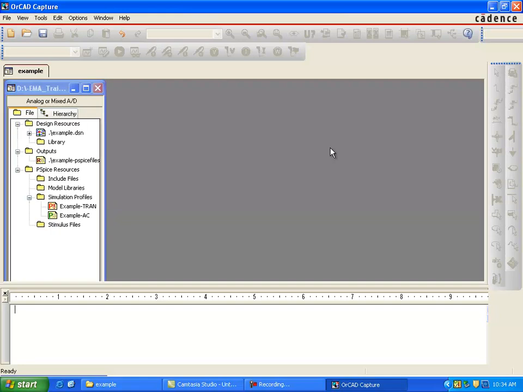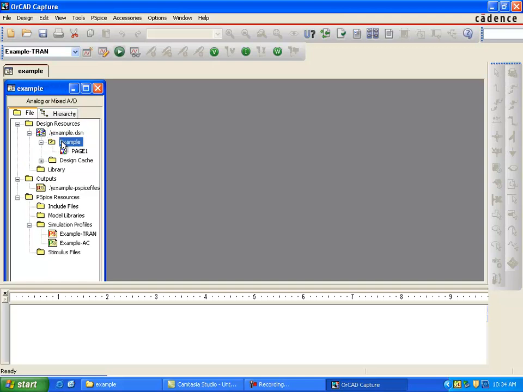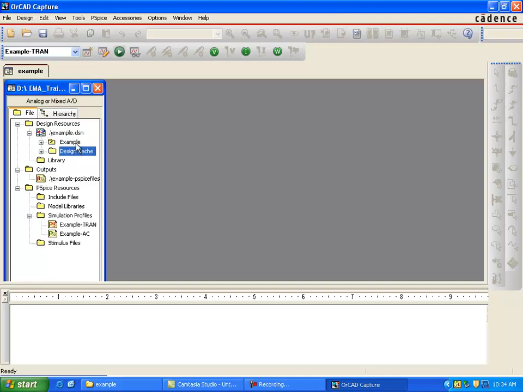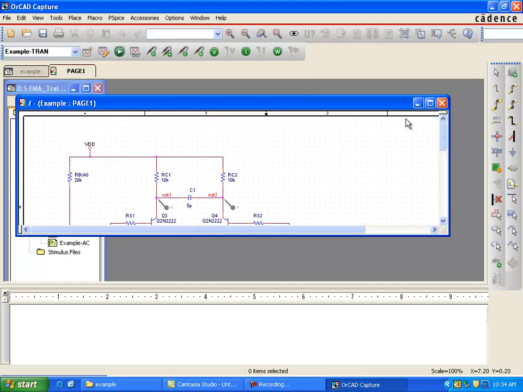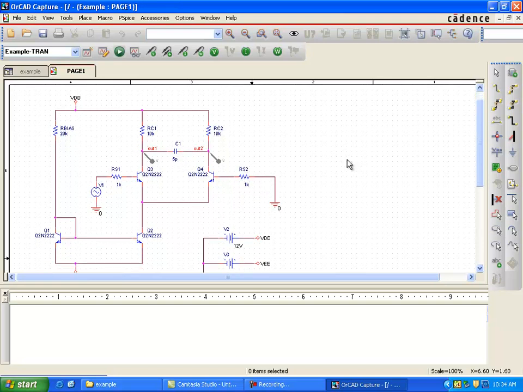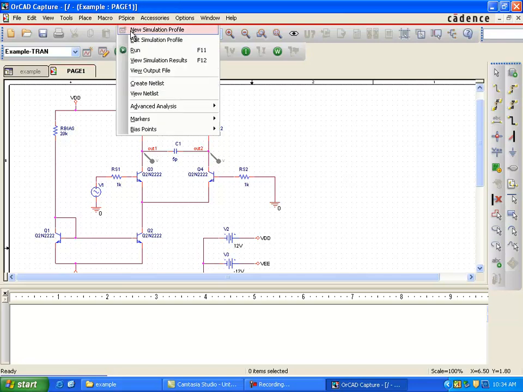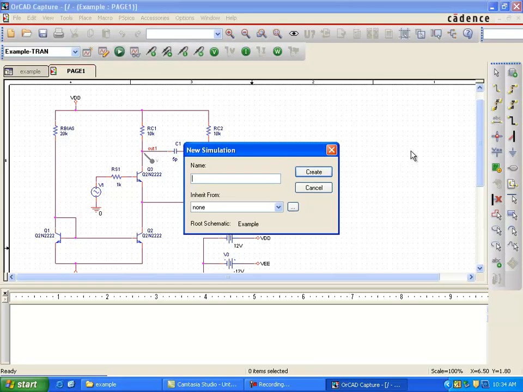Now open the PSpice AD. So this is just the example.dsn, open page 1. In this we will analyze the noise. There are two differential transistors connected, the input is connected to V1, and what we're going to do is generate an AC sweep.